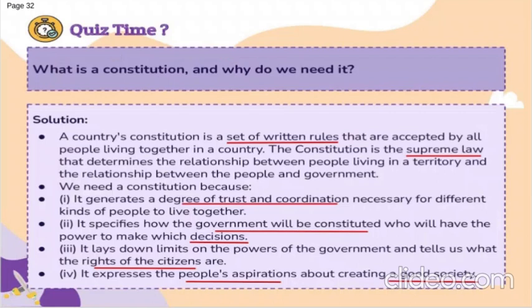Now, why do we need it? Four reasons. This is a 5 mark question. See, 5 mark question. What is the constitution? 1 mark. Why do we need it? Four reasons you will give, and 5 marks you get.